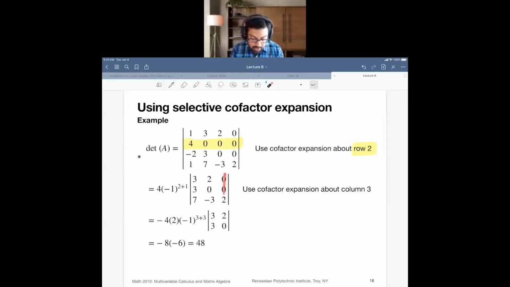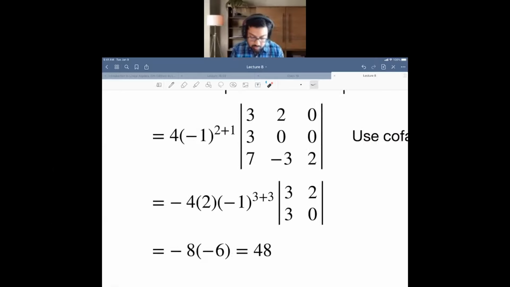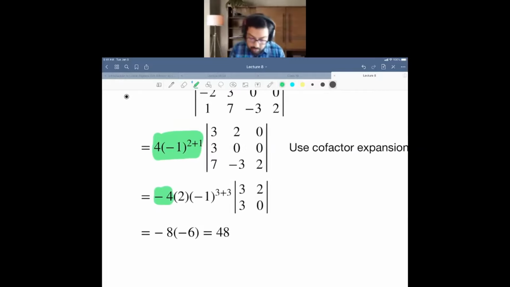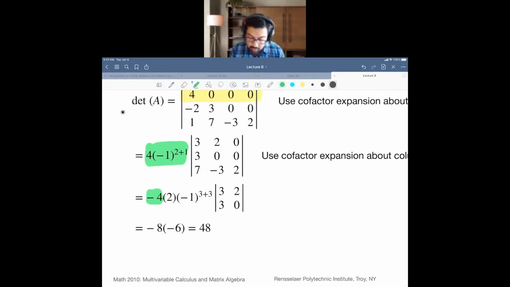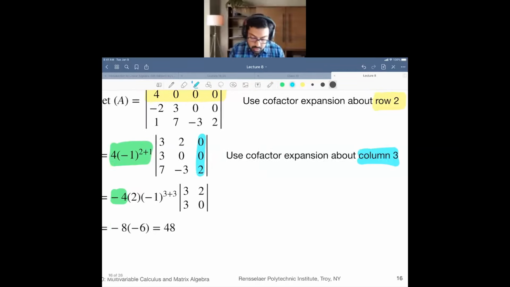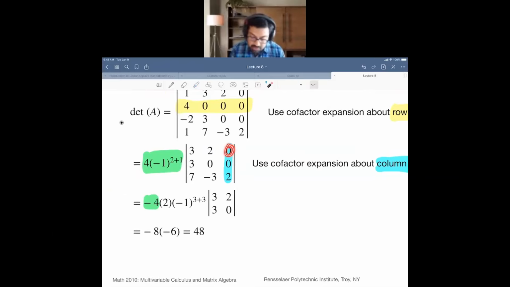So when you pick column 3, all of these things are scalars, so that will remain as is, right? So this is going to be 4 multiplied by an odd power of negative 1, which simply gives you negative 4. Then, because you are using this particular column here, let me highlight that in blue, column 3. So you've got 0 times something plus 0 times something plus 2 times something. Only that last one will matter. So you have got 2.